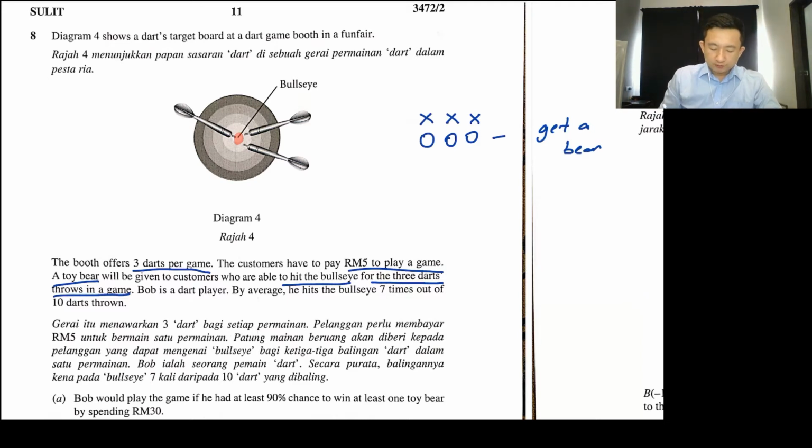On average, Bob is a dart player. On average, he hits the bullseye 7 times out of 10 darts thrown. Meaning, what does it mean? This is the success rate, the probability of what? 7 over 10 is the probability of Bob successfully hitting the bullseye in one throw. Right, one time. Okay, now we go on.